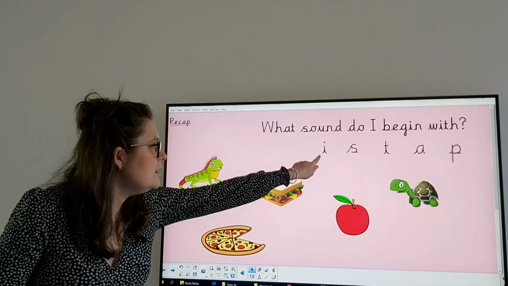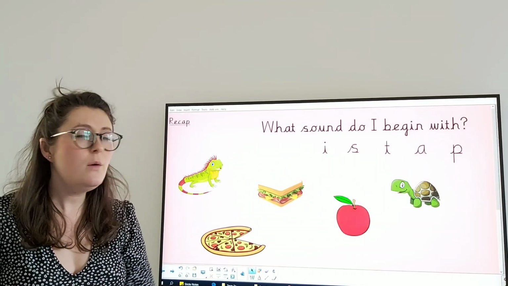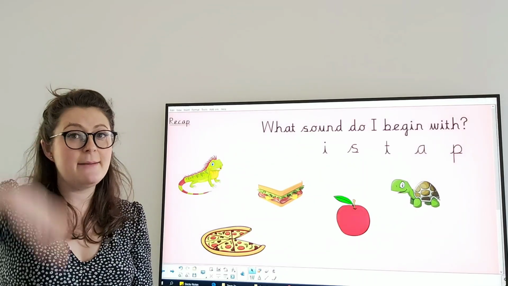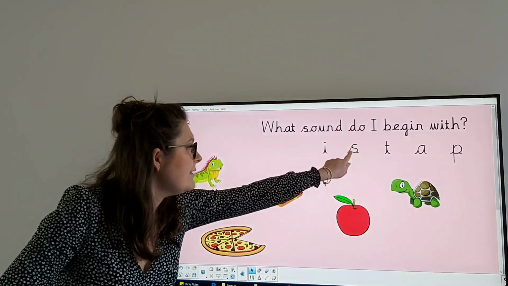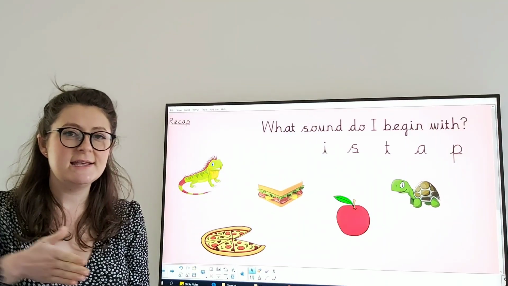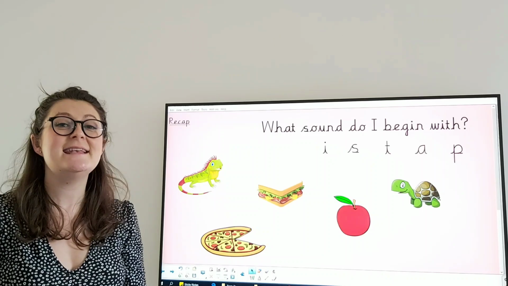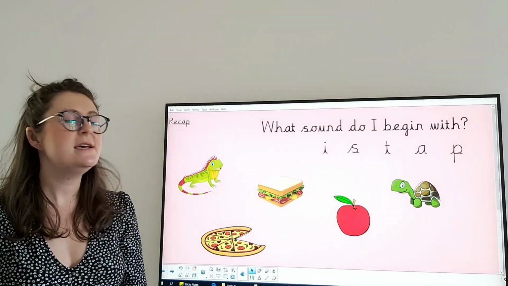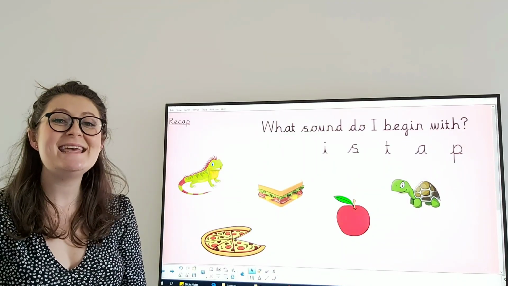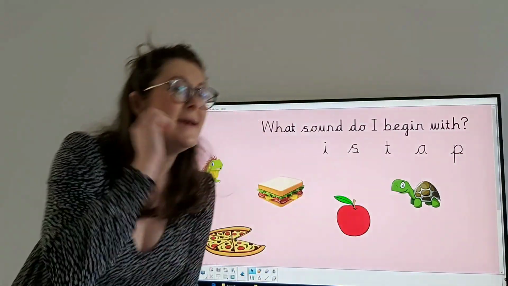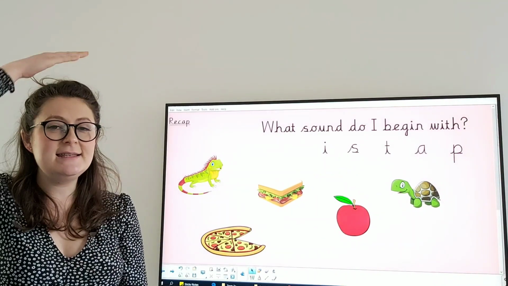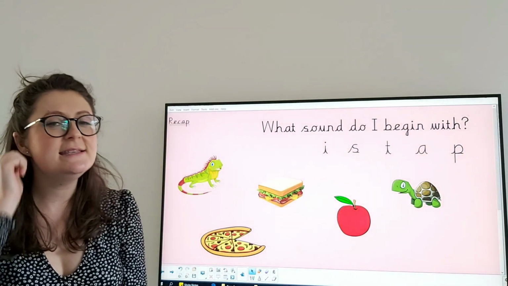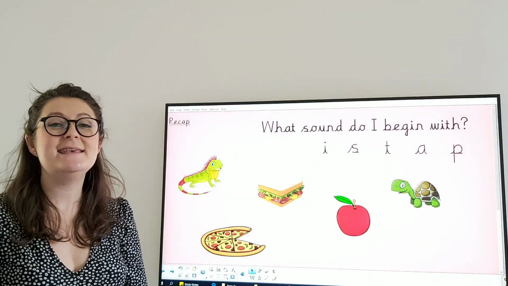Okay, so let's have a little look at this one. I want you to join in with me at home. So we say, my sound is I and my name is I. And this one, my sound is S and my name is S. And this one, my sound is T and my name is T. My sound is A and my name is A, and my sound is P and my name is P.